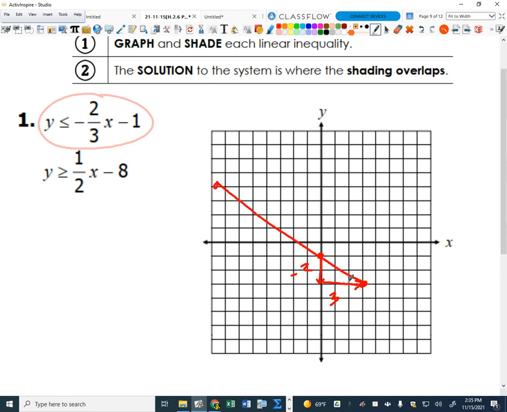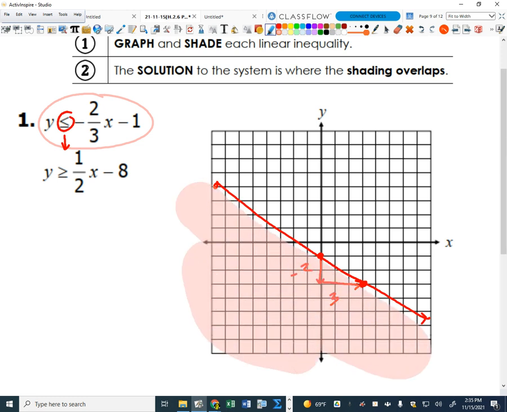Okay, Ella, am I shading above or below? Does that make sense? Below? Because of that, right? That's telling me down. Okay, so here's... Everybody agree there's my first inequality? Good. Okay, next one. This will be blue.